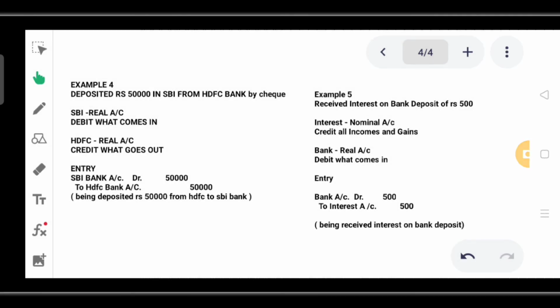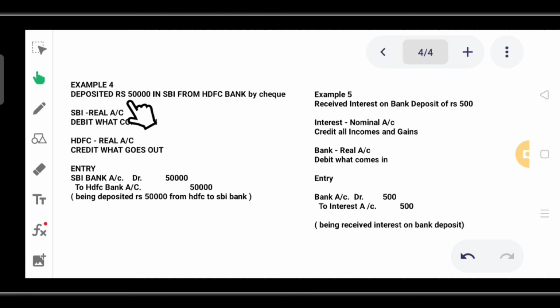So let's go to our next example. It is deposited rupees 50,000 in SBI bank from HDFC bank by cheque. This is a bank to bank entry. Bank to bank entry is a contra entry. Now SBI is also a real account, HDFC bank is also a real account. So real account rule is debit what comes in, credit what goes out.